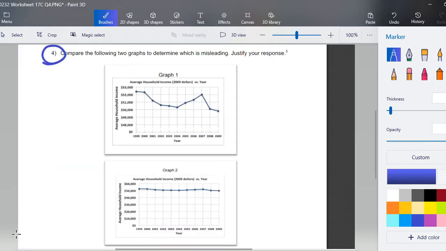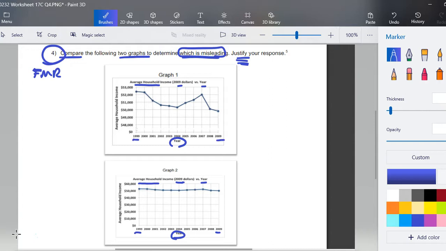So in question 4, if you took the Foundations of Mathematical Reasoning course, then you have seen these graphs before. But we are going to compare the following two graphs to determine which one is misleading and justify your response. So as we look at graph 1, it's the average household income. Graph 2 is the average household income versus the year. We've got years going from 1999 to 2009, and it looks like it's going by 1 year increments. So everything looks pretty up and up right now.